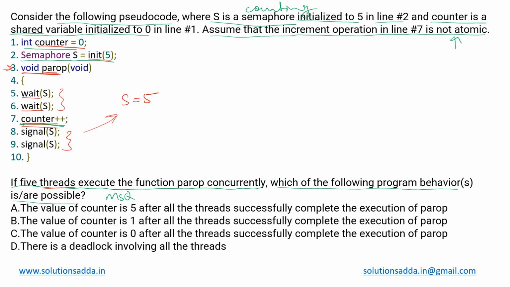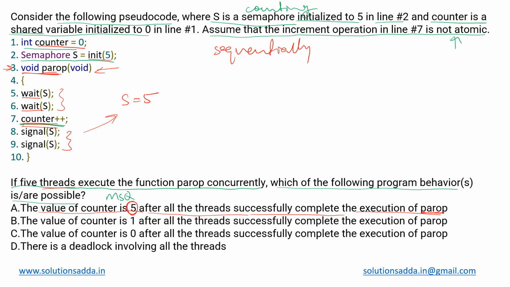Let us check out the given options. The value of counter is 5 after all the threads successfully complete the execution of parop. Now this parop is this particular function that's being executed by the 5 processes who are trying to execute concurrently. So is it possible for the value of this counter to be 5 at the end? It is possible if all of them execute sequentially, one after another.